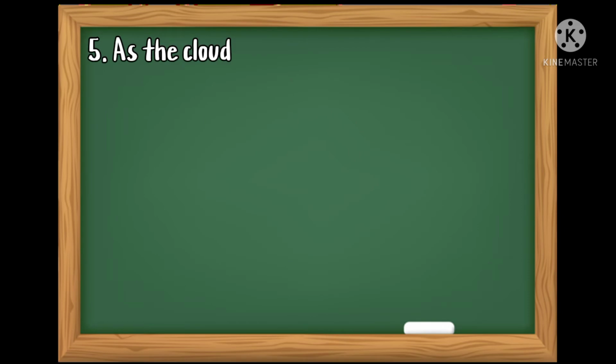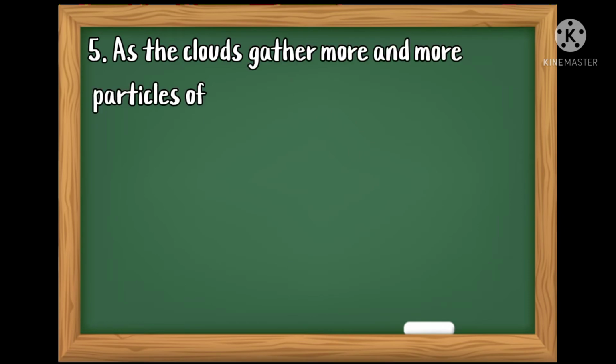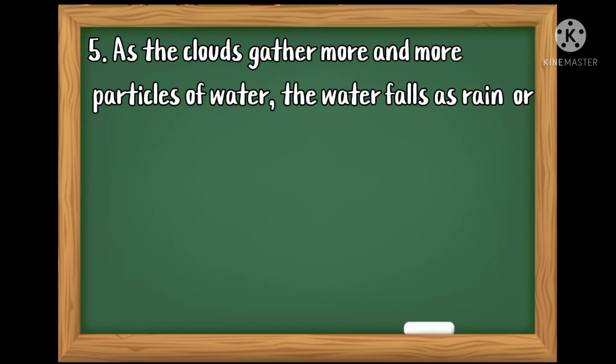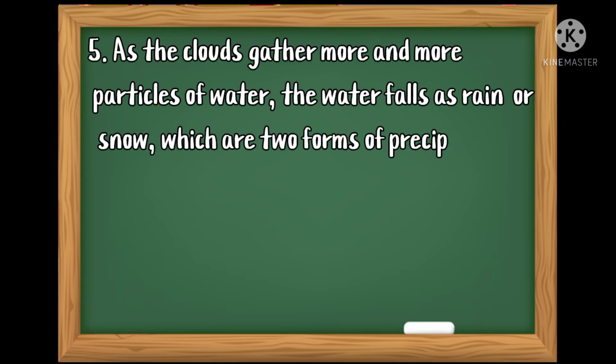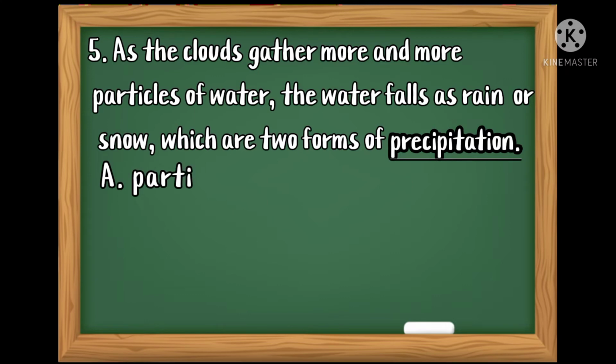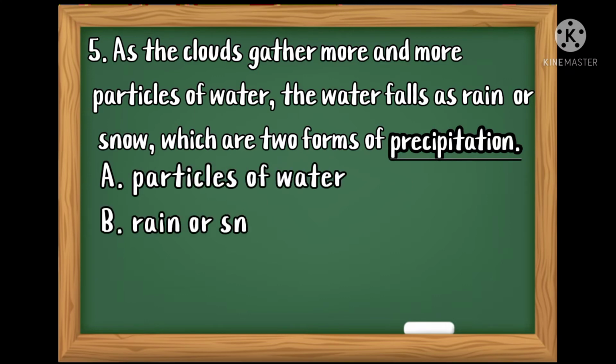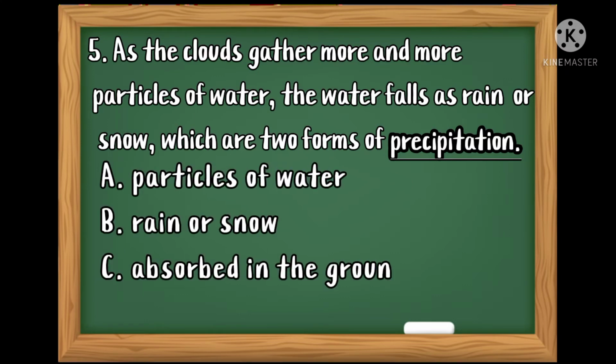As the clouds gather more and more particles of water, the water fall as rain or snow. Which are two forms of precipitation? A. Particles of water. B. Rain or snow. C. Absorbed in the ground. Your timer starts now.